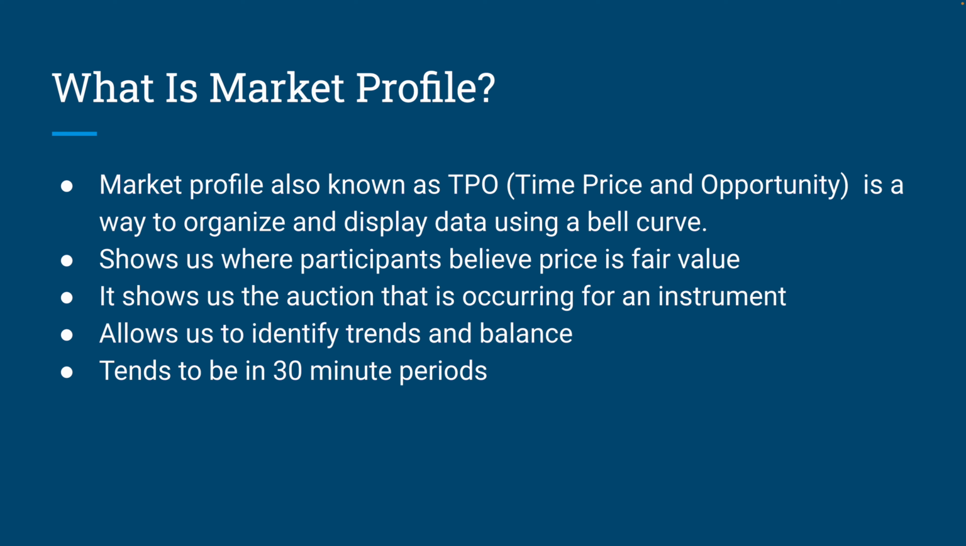So as part of auction market theory, I'm going to quickly discuss what market profile is and show you a candlestick chart and then show you a market profile. Market profile is also known as a TPO chart. It stands for time, price, and opportunity, and it's a way to organize and display data using a bell curve. It shows us where participants believe price is fair value. It shows us the auction that is occurring for an instrument, and it allows us to identify trends and balance. Usually it tends to be represented in 30-minute periods, but when you switch to weekly, you can use a 240-minute period. I'll be discussing this a little more in the video where I discuss how I use market profile.